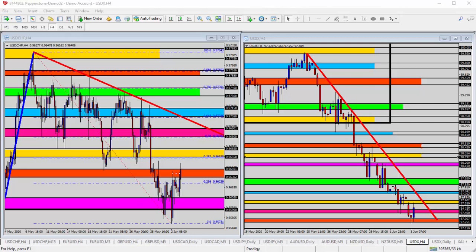Hello everyone, this is Ross with Market Traders Daily, and this is today's video analysis for June 3rd, 2020. Today we're taking a look at the USDCHF, the US dollar versus Swiss franc for today's trade analysis.